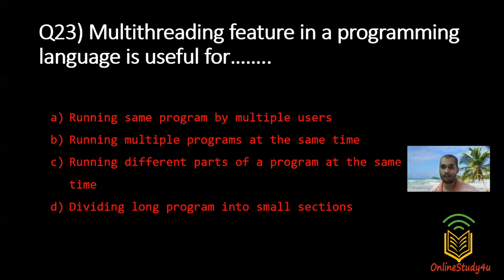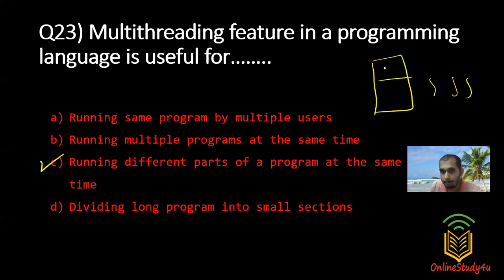Now, what is multi-threading? Given a program, in multi-threading, you split that program into multiple threads and you can run them parallelly. And that is why the answer is option C. You can have a big program and you can create multiple threads to execute some part of the program.